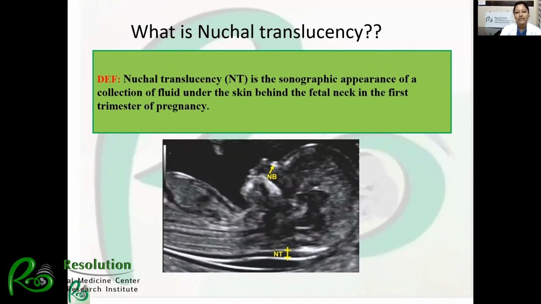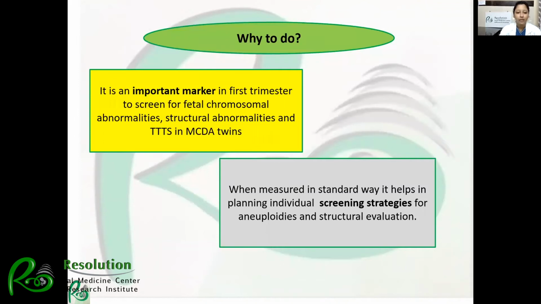Nuchal translucency is a sonographic appearance of collection of fluid under the skin behind the fetal neck in first trimester of pregnancy. It is an important marker in first trimester to screen for fetal chromosomal abnormalities, structural abnormalities, and in MCDA twins to evaluate for early onset TTTS. When measured in standard way, it helps in planning individual screening strategies for aneuploidies and structural evaluation.